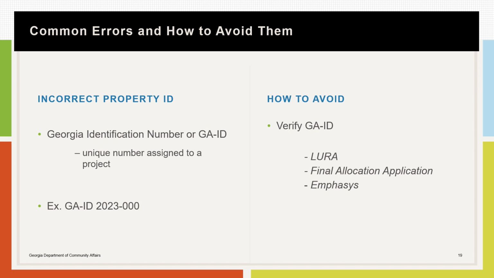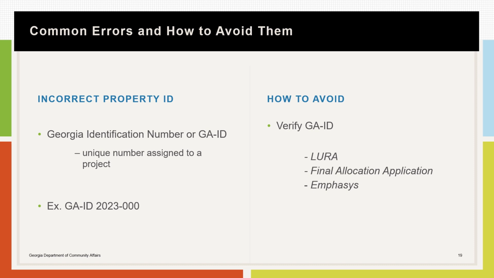The next common error that we see is the incorrect property ID. It is imperative that you provide the correct property ID so that the AOC is linked to the correct project. Firstly, if the project has a land use restrictive agreement or a LORA, then the project is funded with HOME program funds, or it's layered with HOME program funds. The Georgia ID for these projects is typically 4 numbers, which is usually the allocation funding year, followed by a dash, and then a 3-digit number that begins with the number 5.